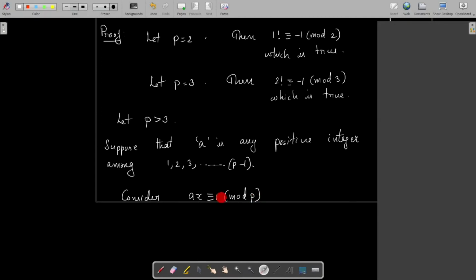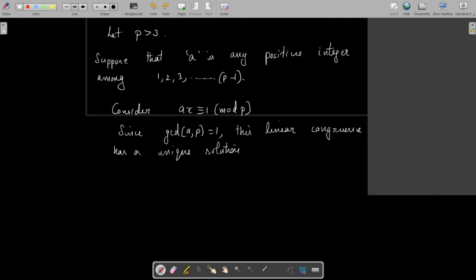And we know 1 divides 1. Therefore, this linear congruence has a unique solution because the GCD of A and P equal to 1. So, since GCD of A and P equal to 1, this linear congruence has a unique solution modulo P. That is, if there is any other solution, then that will be congruent to the unique solution modulo P.